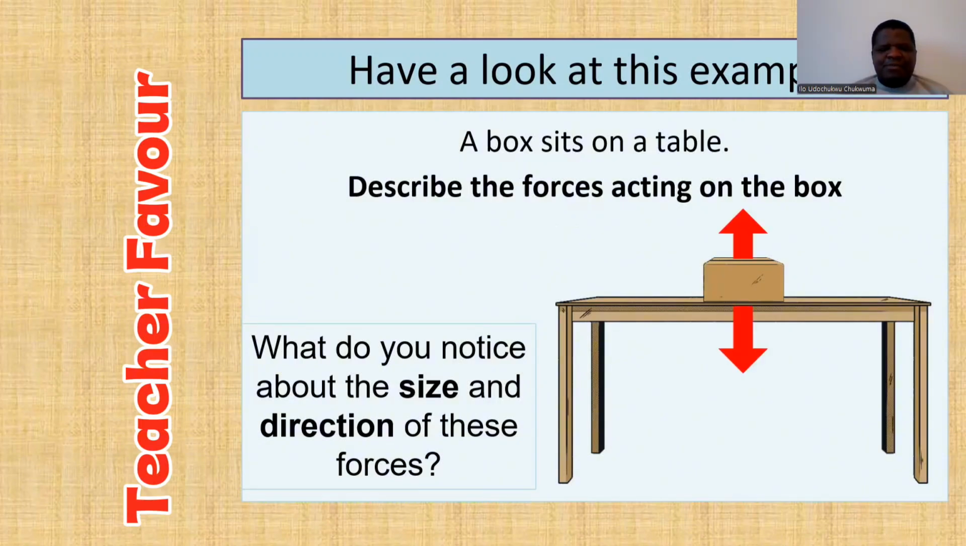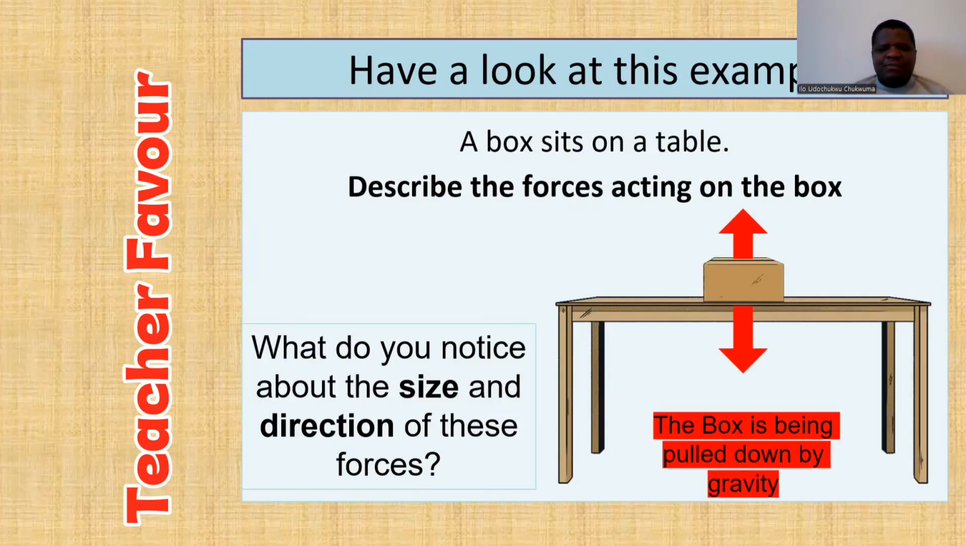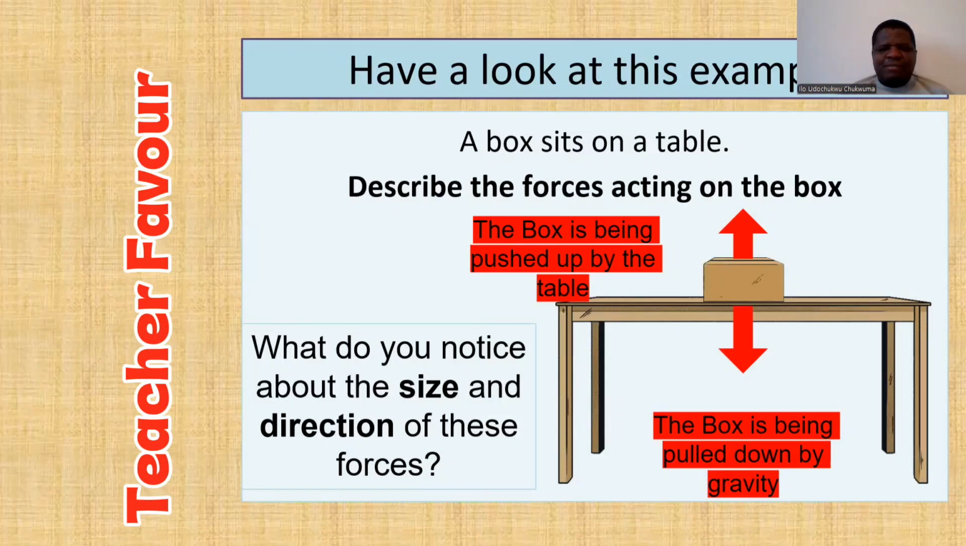All right, there are two forces acting on this box. We have an upward force and a downward force. The downward force is the box being pulled down by gravity, while the upward force is the box being pulled up by the table. So these are the two forces acting on this box that sits on a table.